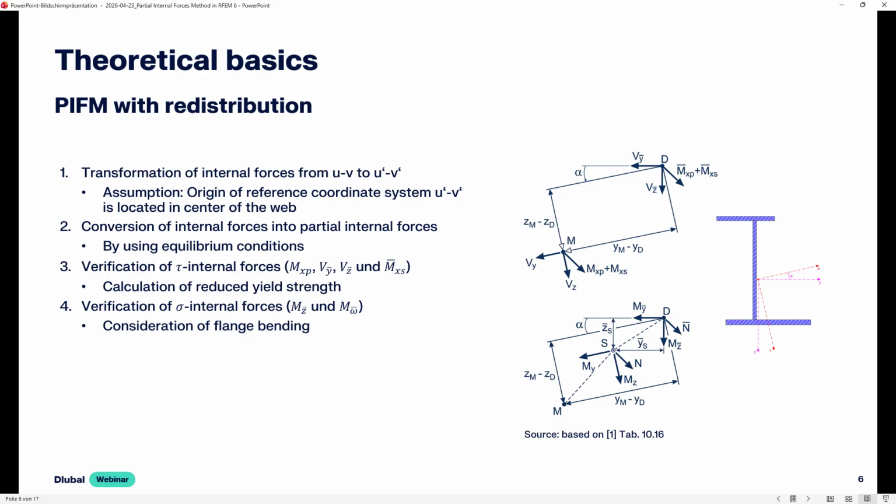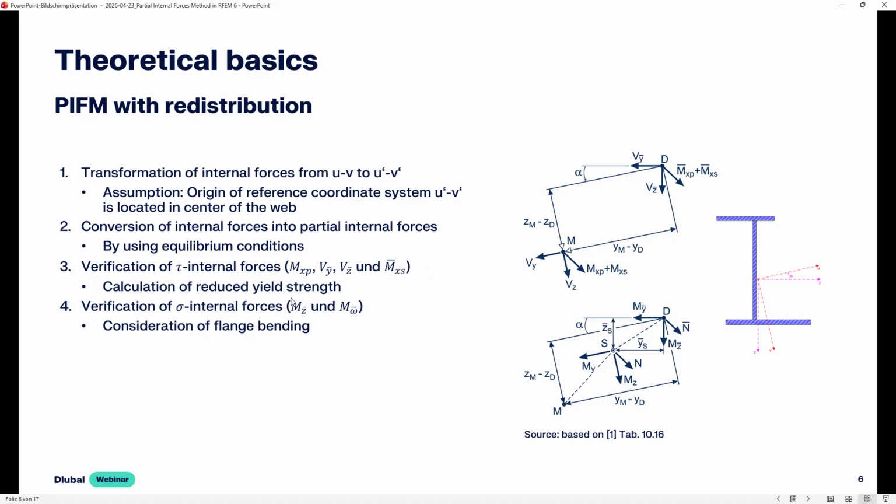So normal stress internal forces means we have our bending moment about the z-axis and our warping bimoment. Both these internal forces will lead to a flange bending. If we have a look at the flange, our z-axis will be located in vertical direction. Then we can see that Mz and the warping bimoment will both lead to a bending moment in our flange, in the strong axis of this flange rectangular section part.